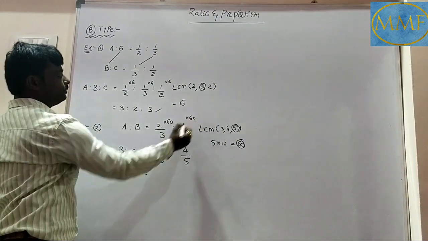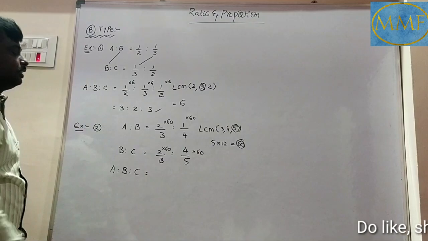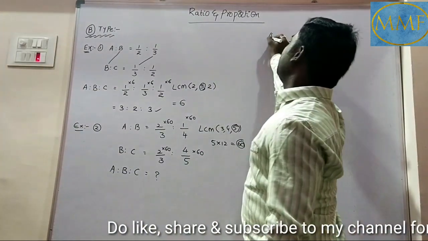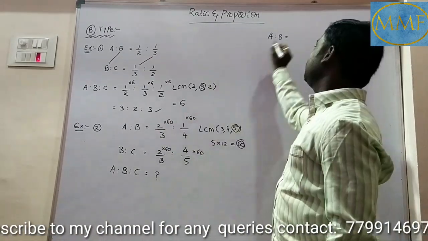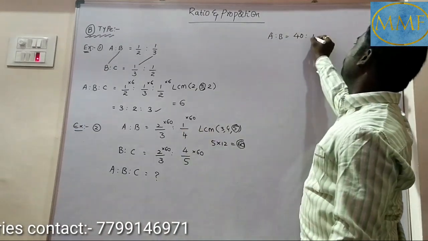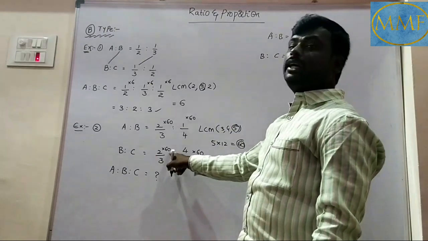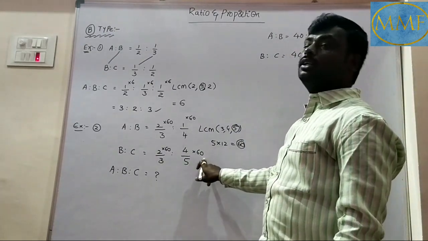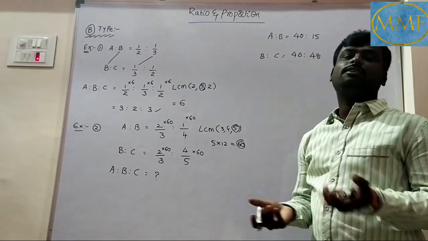What happened? Let's see. Then we will get the direct answer. I need A is to B is to C. Now see here. What do you get? A is to B: 3 ones are 3, 3 20s, what do you get? 40. Then how much? 15. Next B is to C: 20 into 2, 40. Then next 12. 12 into 4, 48. Now it is a normal ratio.